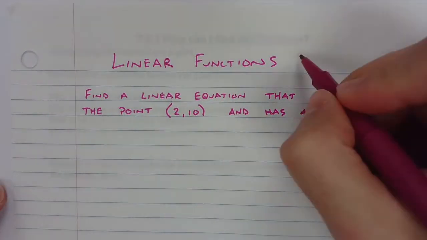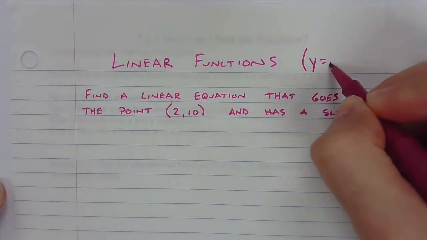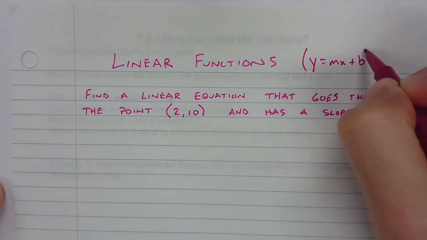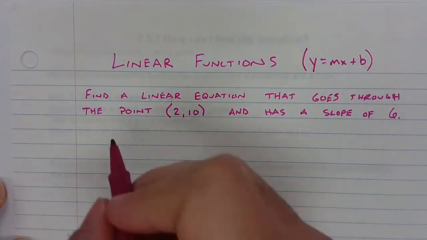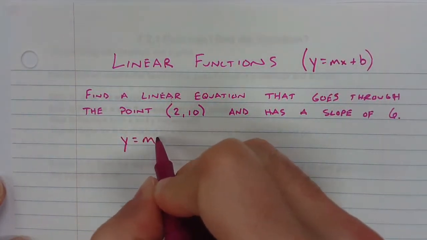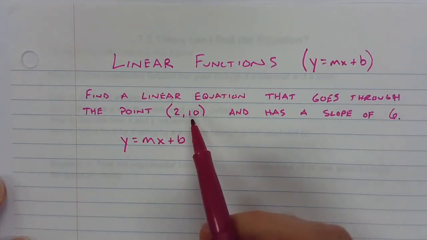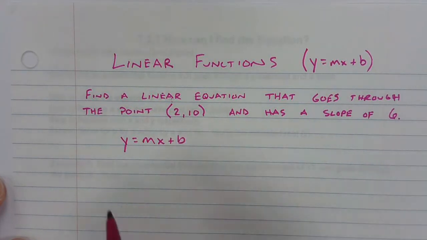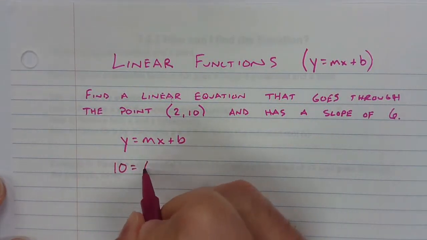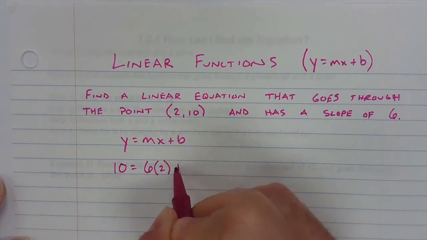6. So remember, our general form is going to be y equals mx plus b. So we're going to start with that every time. We know our slope and we know a point. So we're going to plug in 2 for x, 10 for y, 6 for m. So 10 equals 6 times 2 plus b.